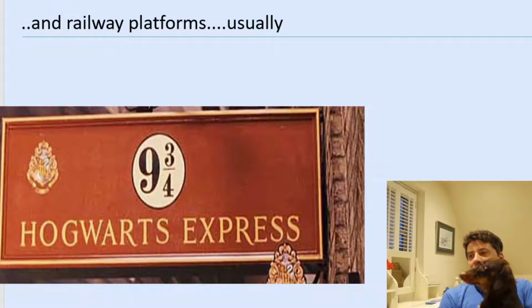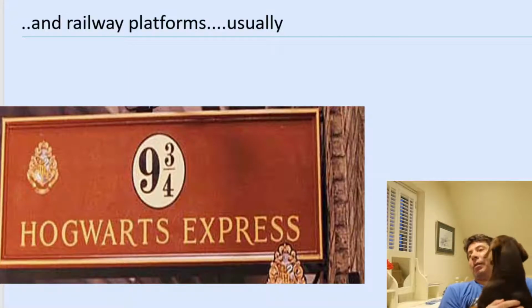Fractions aren't generally useful for railway platforms. Usually we deal with whole numbers with railway platforms, but just occasionally fractions might come in handy.